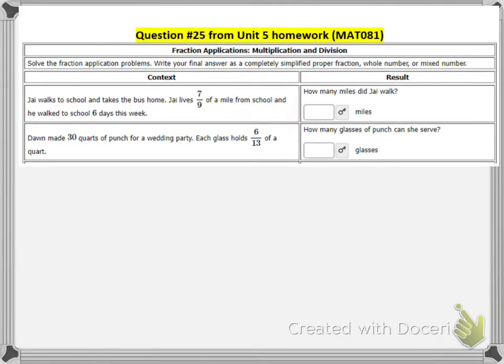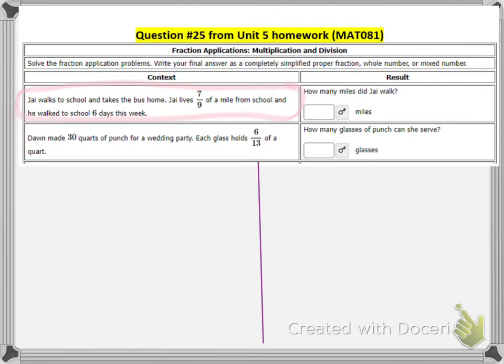Let's take a look at two applications of fractions. In the first problem, Jai walks to school and takes the bus home. Jai lives 7/9 of a mile from school, and he walked to school 6 days this week.